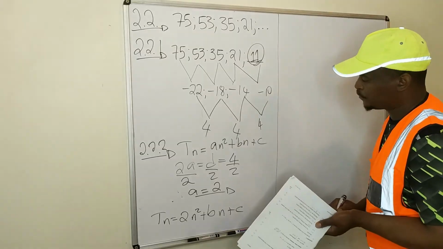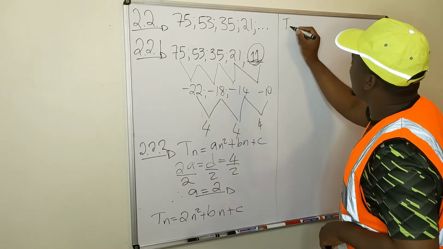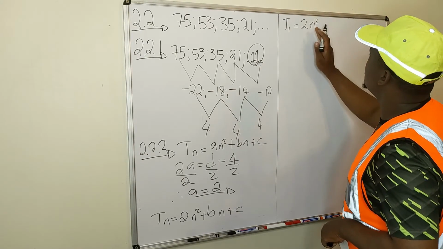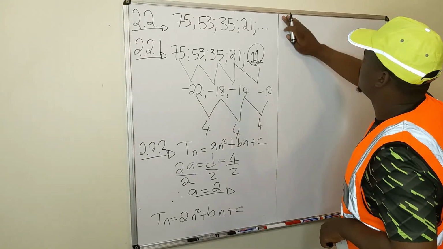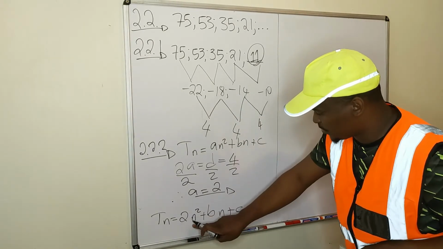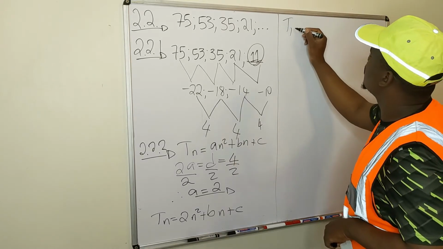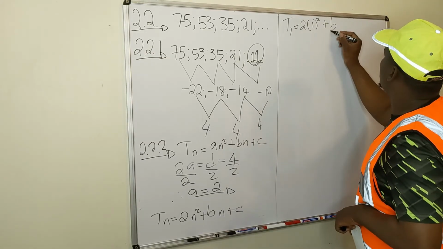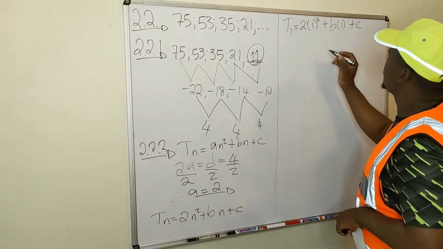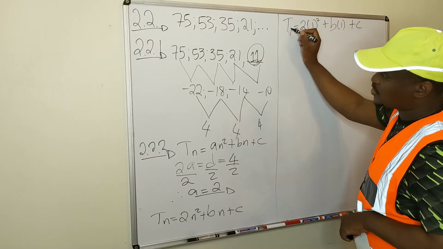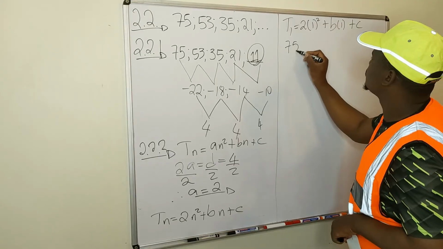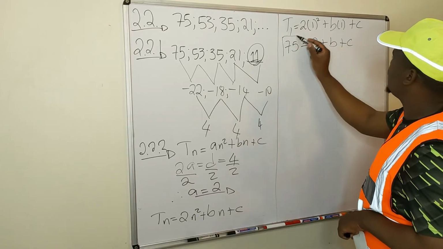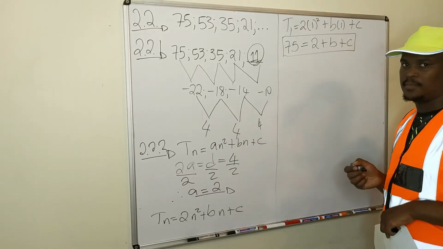We say, okay, we want T1, which is term number 1. So we substitute 1 for n. T1 is equal to 2 times 1 squared plus b times 1 plus c. So what is your T1? It's your first term, 75. It's equal to 2 plus b plus c. Leave it here.